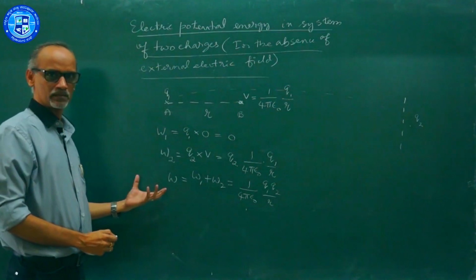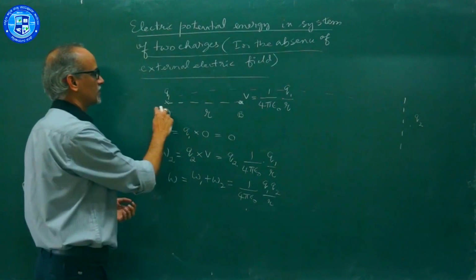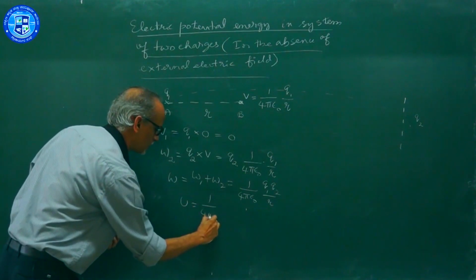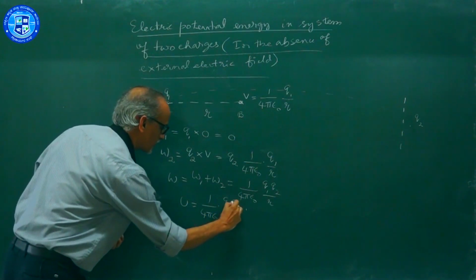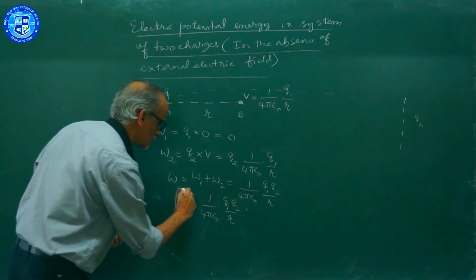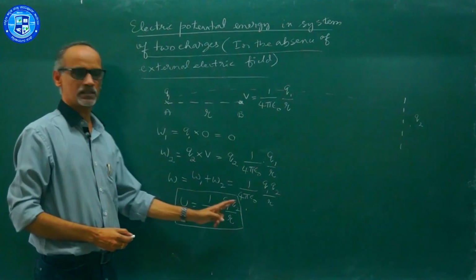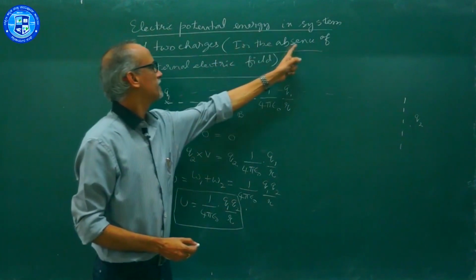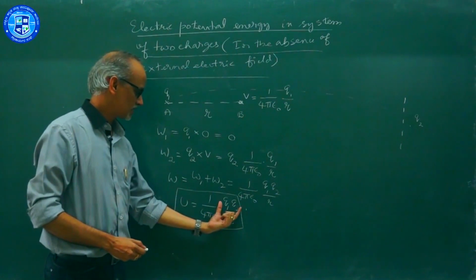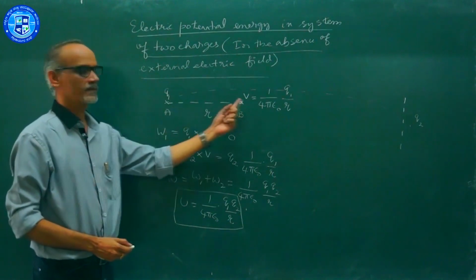And we know that work done in moving both the charges is stored as electric potential energy in the system of charges. So U is equal to 1 by 4 pi epsilon naught Q1 into Q2 by R, because this W itself is equal to U. So this is the expression for energy stored in the system of two charges, and most important, in the absence of any external field. The product of the charges divided by the distance, into that constant, will give you the energy stored in the system of these two charges.